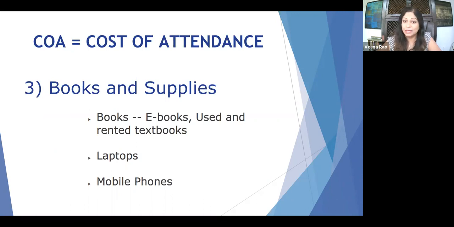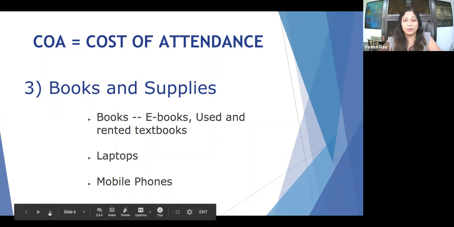Even if you need it, you have the ability to get an e-textbook for a much cheaper price, or even get used textbooks. So there are plenty of options that students can choose from.